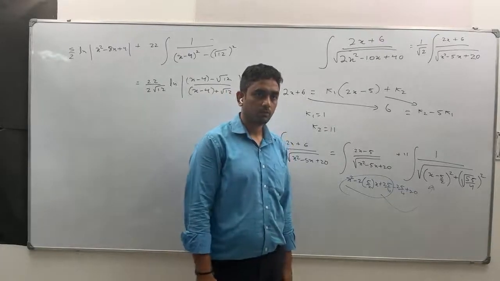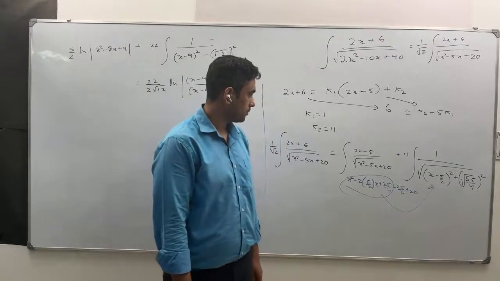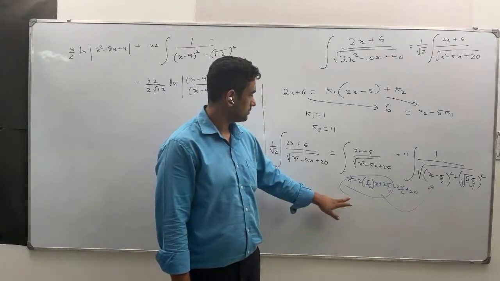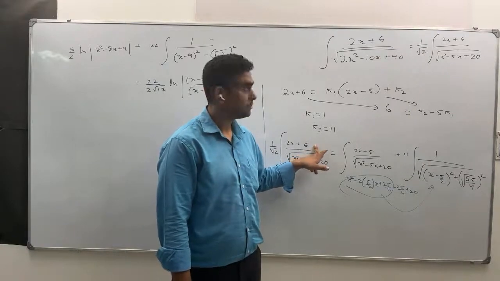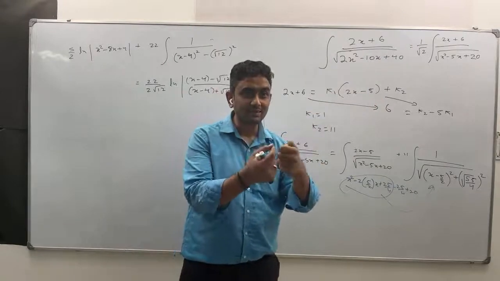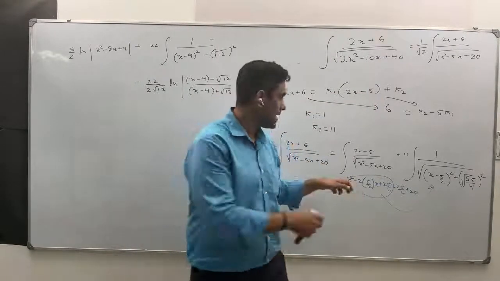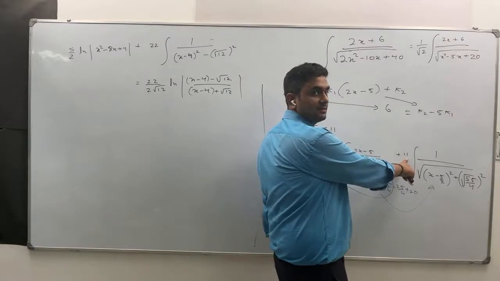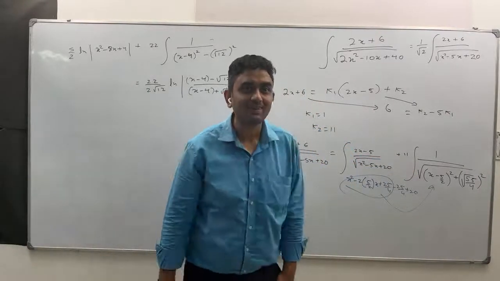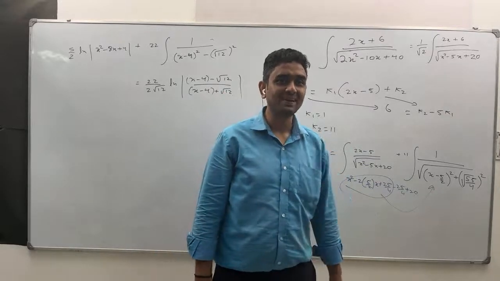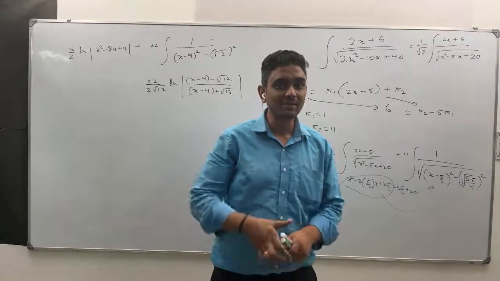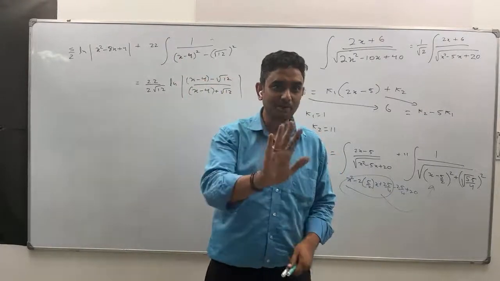So how did 2x minus 5 come? Sir, in the last chapter 2x plus 6 is there, sir. How did 2x minus 5 come? We are writing it as k1 times the derivative. It is the derivative. Okay, add these two. What is 2x minus 5 plus 11? Oh, you are defeating the whole purpose, the idea. Clear or not? Sure about that?